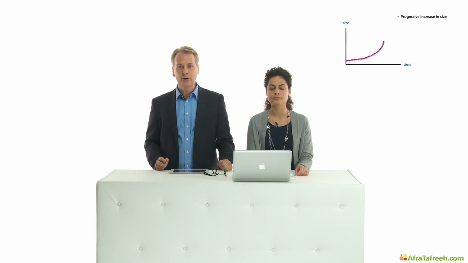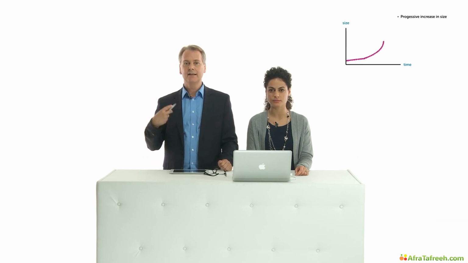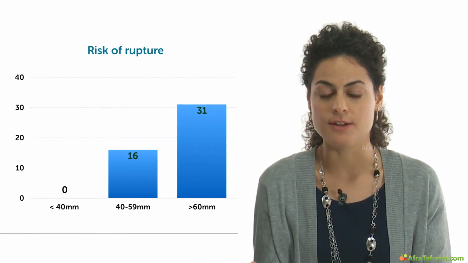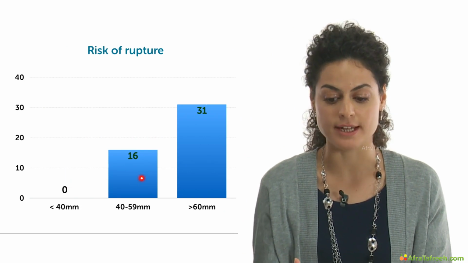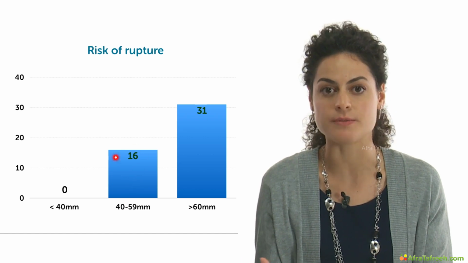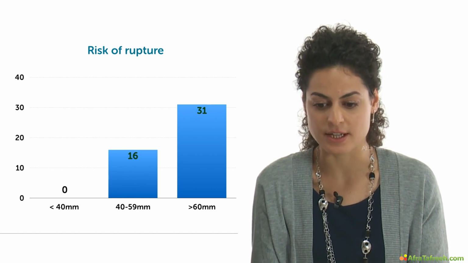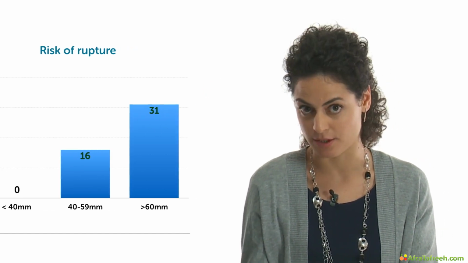Yes, and the diameter is very important because the increase in the dilatation of the aorta depends on how large the aorta is. So the further you get in this region of the curve here, the higher or the more rapid will be the progression of aortic dilatation. And the diameter of the aorta correlates with the risk of rupture. So for instance, if the diameter is between 40 and 59 millimeter, the risk of rupture is 16%, but goes up to 30 and more percent when you have more than 60 millimeter of aorta.